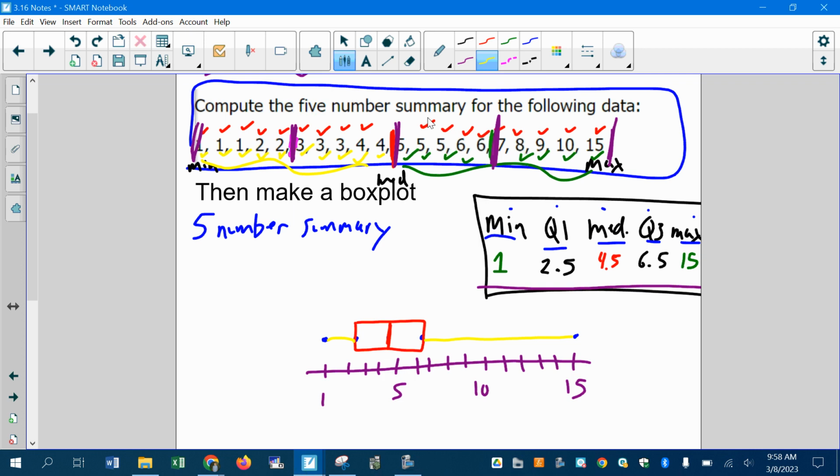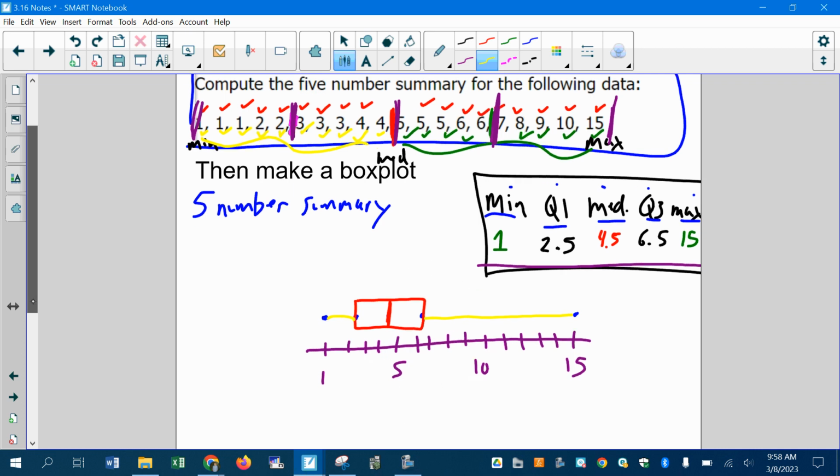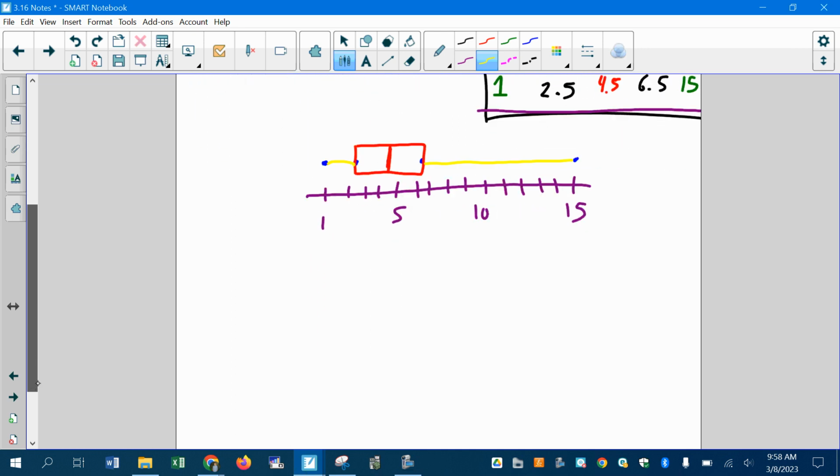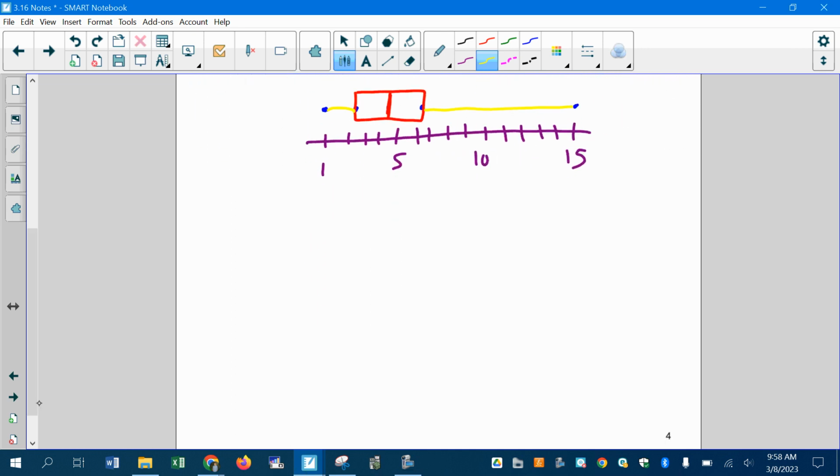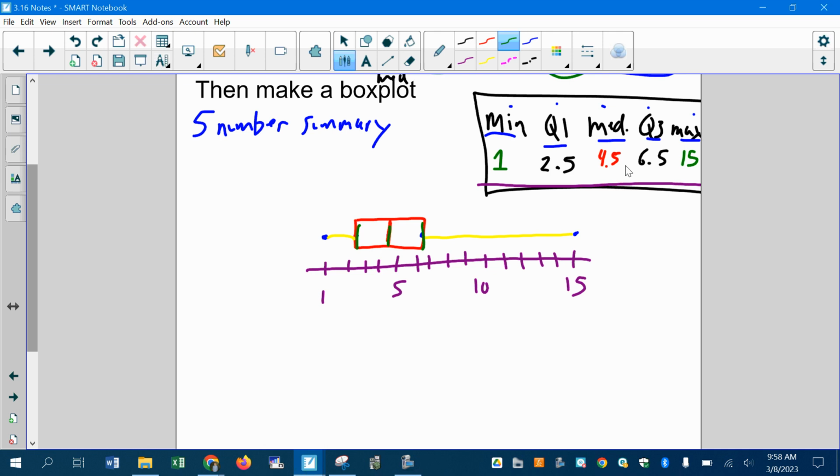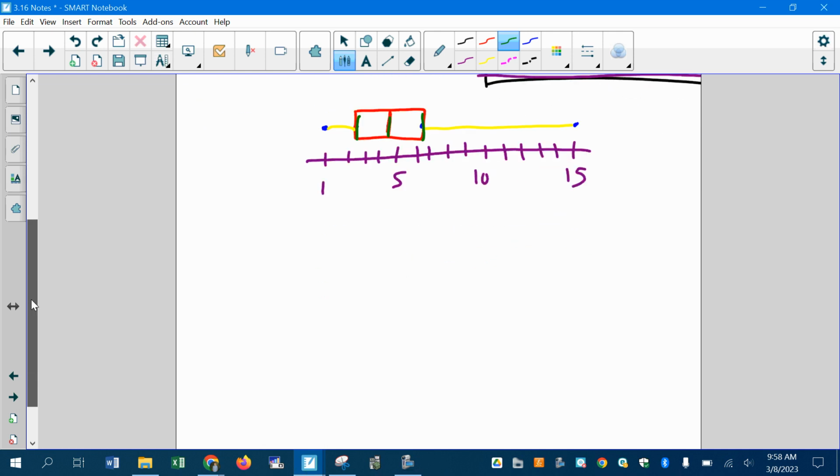It's a way to visualize this data. The nice part about a box plot is even if you didn't have this data or the 5-number summary, you could look at this box plot, and once you get good at this, you can really quickly get a bunch of data from it. I can look at this in 1 second and know, oh, the minimum was 1, the maximum was 15, the median is 4.5, Q1 was 2.5, Q3 was 6.5. I can get this information really quickly from this visualization.